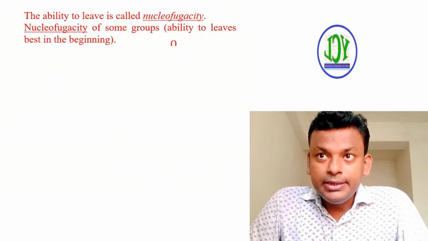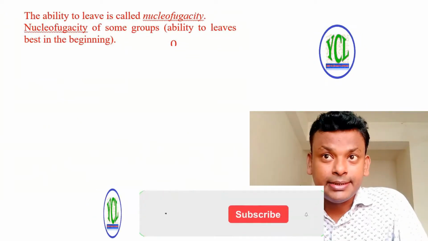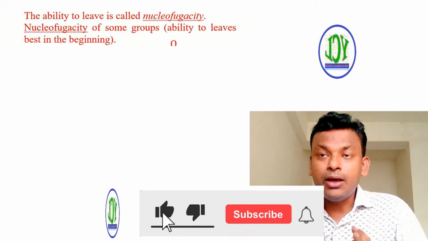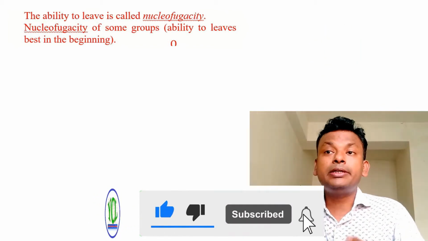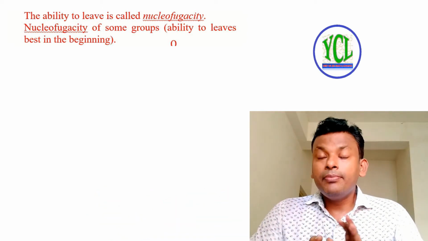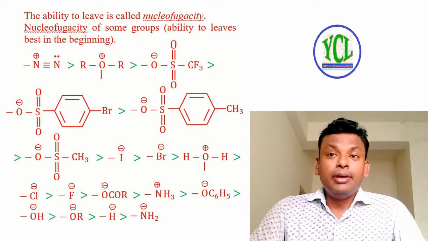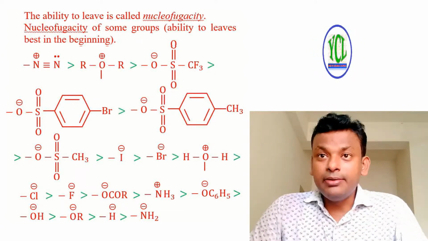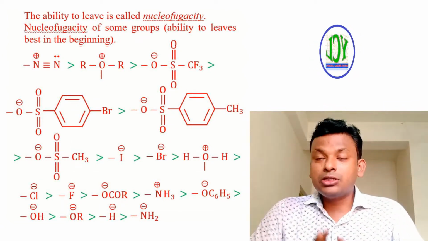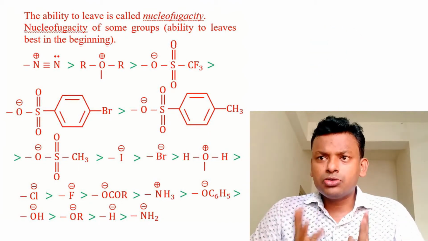The ability to leave is called nucleophugacity. Nucleophugacity is the ability of a group to leave, best in the beginning, and the following order is given, showing this.